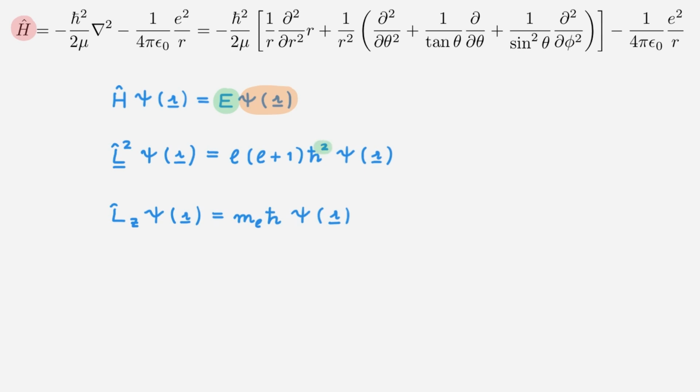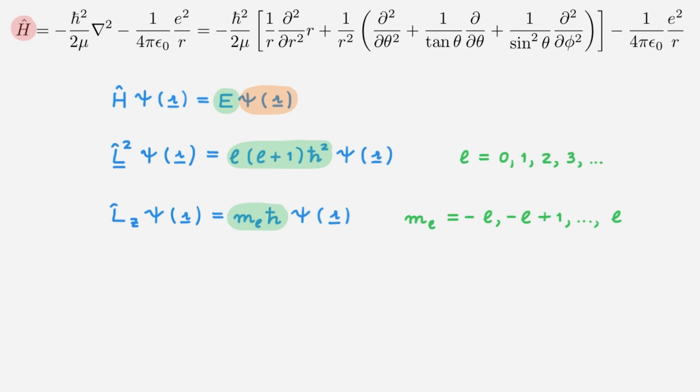Remember that in the L squared eigenvalue here, L can only take non-negative integer values, and that for the Lz eigenvalue here, and for a given L, ML can only take one of these values separated by integer steps. If you need a refresher about orbital angular momentum, you can find all the relevant videos in the description.